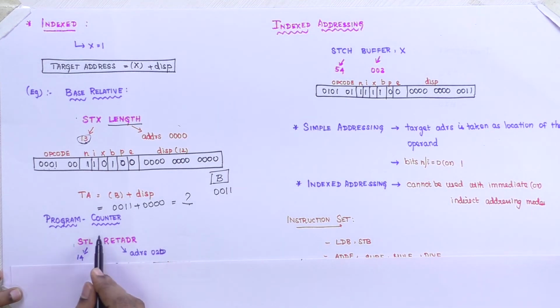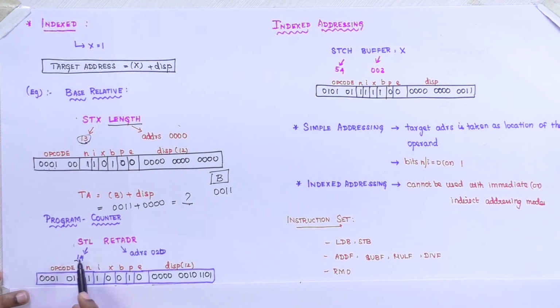So the opcode for STL is 14. Let us write this in format 3 instruction layout. 1 is represented as 0001 and 4 is represented as 0100. Now we have to represent only 6 bits, so I am leaving the remaining 00. Then it is a simple addressing, so n and i is 11.